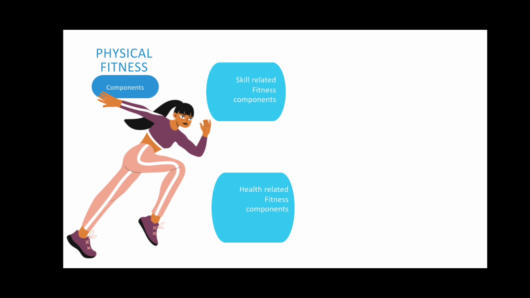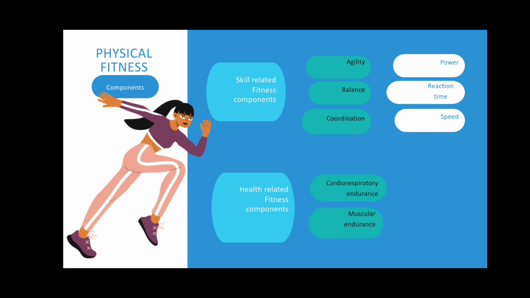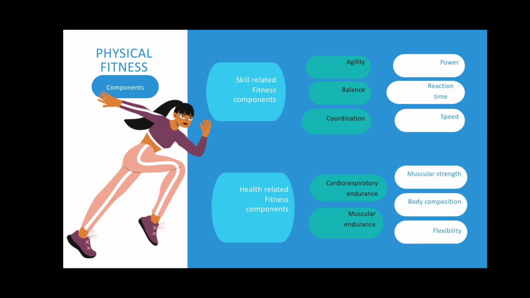In case of skill related fitness components, we have agility, balance, coordination, and next are power, reaction time, and speed. In case of health related fitness components, there is cardiorespiratory endurance, muscular endurance, muscle strength, body composition, and flexibility. So these are the physical fitness components, which are mainly categorized into two groups. The first one is the skill related fitness components, the second one is the health related fitness components.